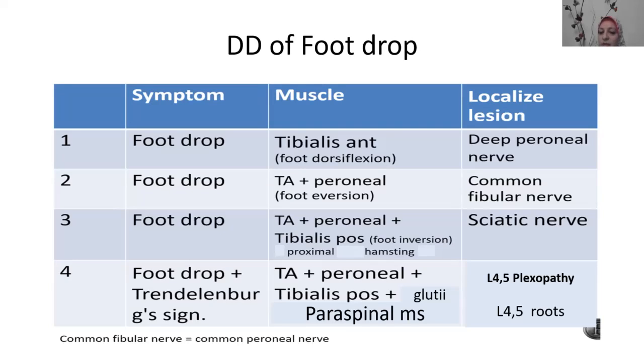If it is above the sciatic nerve, other nerves will be affected if it is due to plexopathy, L4-5 plexopathy or lumbosacral trunk affection. So we examine other muscles supplied by the same root but a different nerve, like gluteus medius and gluteus maximus. If they are affected, the injury is beyond the sciatic nerve and is located mostly at the plexus level. And if it is at the root level, the paraspinal muscles will be affected and the sensory nerve conduction study will be spared.